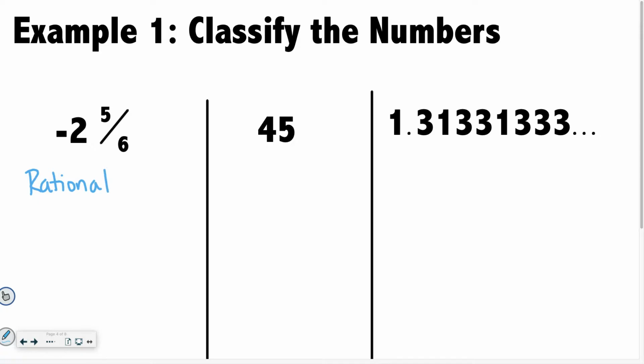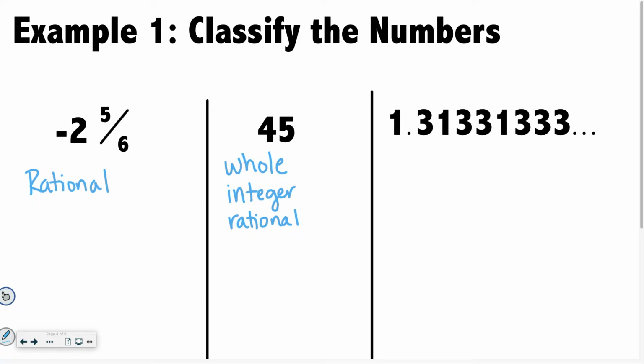All right, 45. Well, 45, that's a whole number, right? But it's also an integer, because remember, integers aren't just the negative versions. It's also the positive versions. And it is rational. So for 45, you would have to write all three of those. You can't just write down one of them and get it right. You have to list all three of those words.